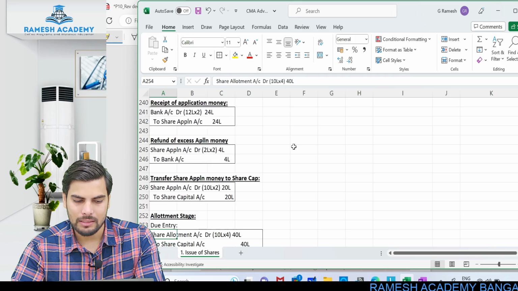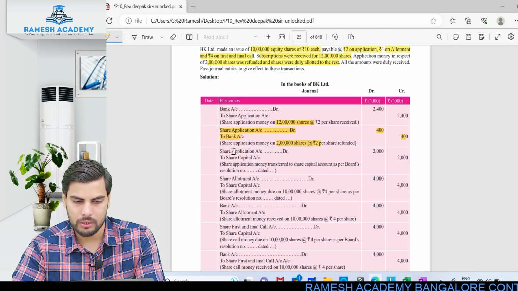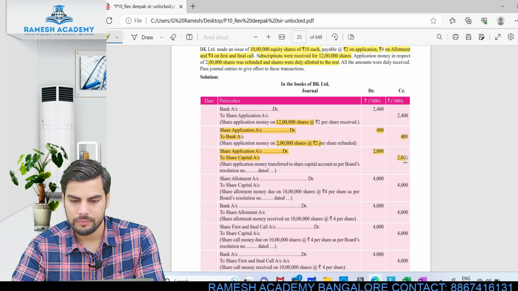We'll find exactly the same entry. Look at this. Share application account debit to share capital, 20 and 20. No changes at all. Clear?